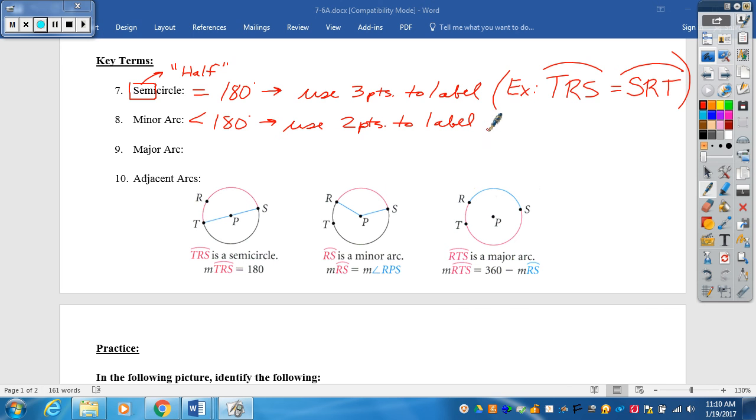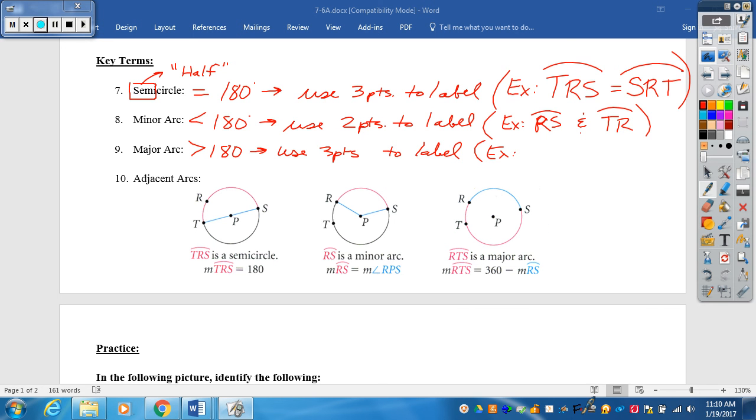All right. So as we look at this middle one right here, for the minor arc, they give you the example of RS. That's a good example. I could also use arc TR. Those are both considered minor arcs. They're both less than 180 degrees, and so we can use those. A major arc is going to be greater than 180 degrees. And we are back to using 3 points to label this arc.